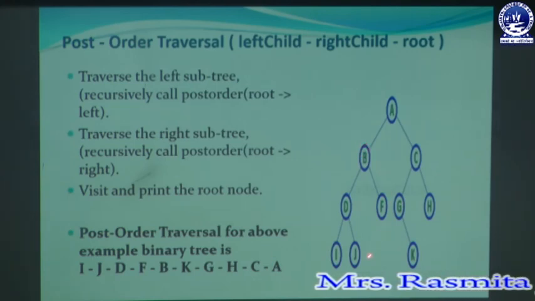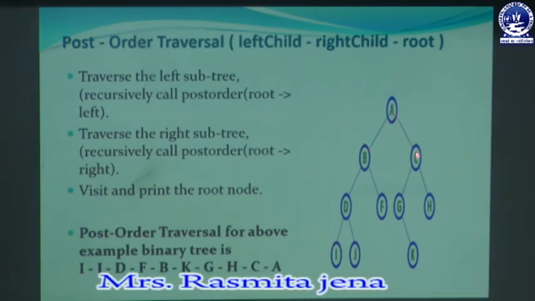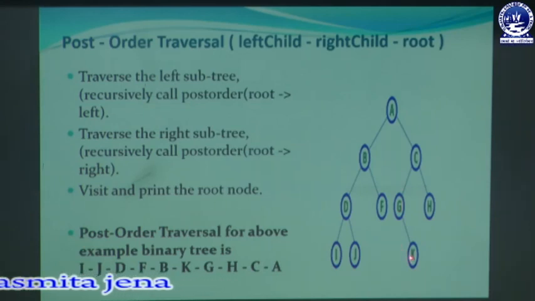Then as we have visited all the nodes in the left subtree, we go for the right subtree. In the right subtree, we will first visit the node K, then node G, then the node H, then the root node of these left and right subtrees, that is C, and then at last we will visit the root node. And this is the sequence: first I is visited, and then J, then D, then F, then B, then K, then G, then H, then C, then A. So this is the post order traversal for a binary tree.